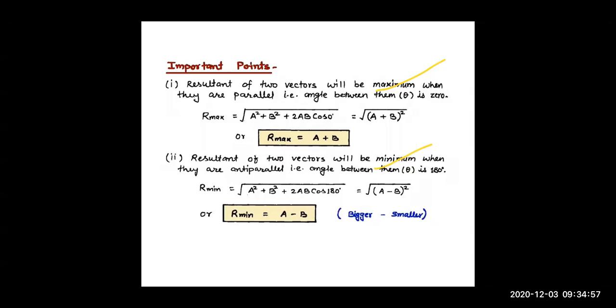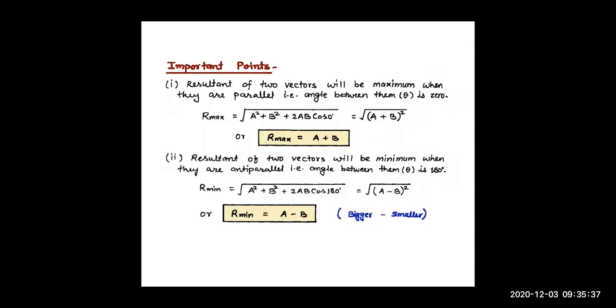So maximum resultant will be obtained when the angle between the two vectors whose addition we are going to carry out are parallel. The angle is 0 because cos theta will be 1 and you will get a square plus b square plus 2ab cos 0, that is 1. That is (a plus b) the whole square. And if we remove the under root, we get R maximum, that is a plus b, right? So this is the case when the resultant will be maximum.